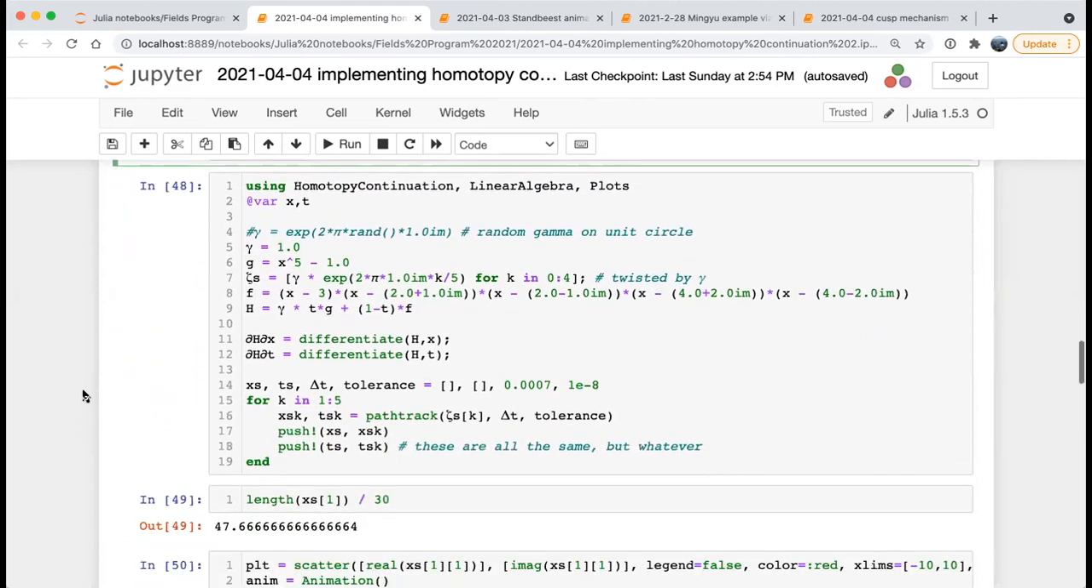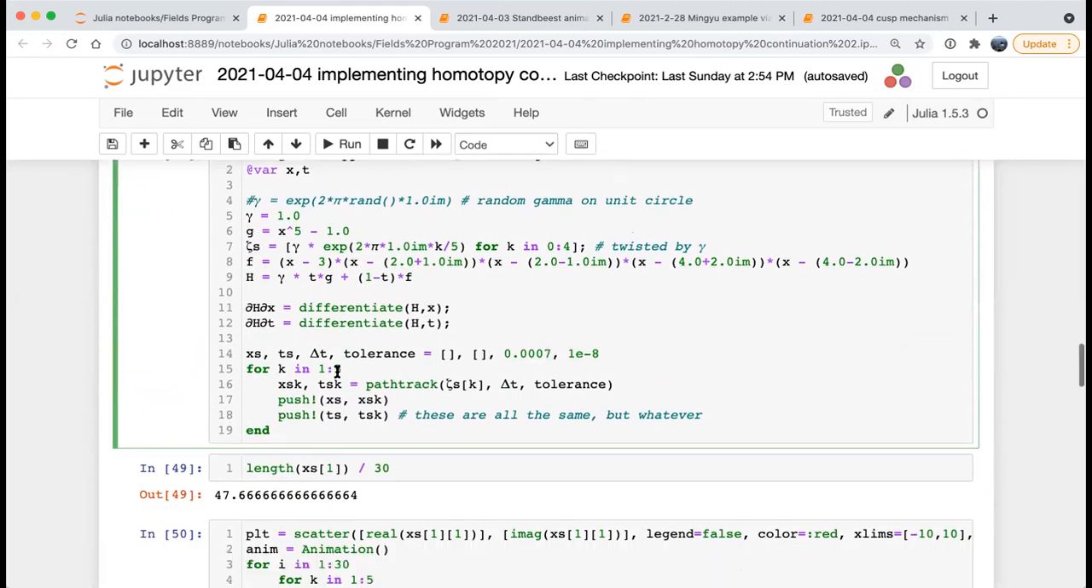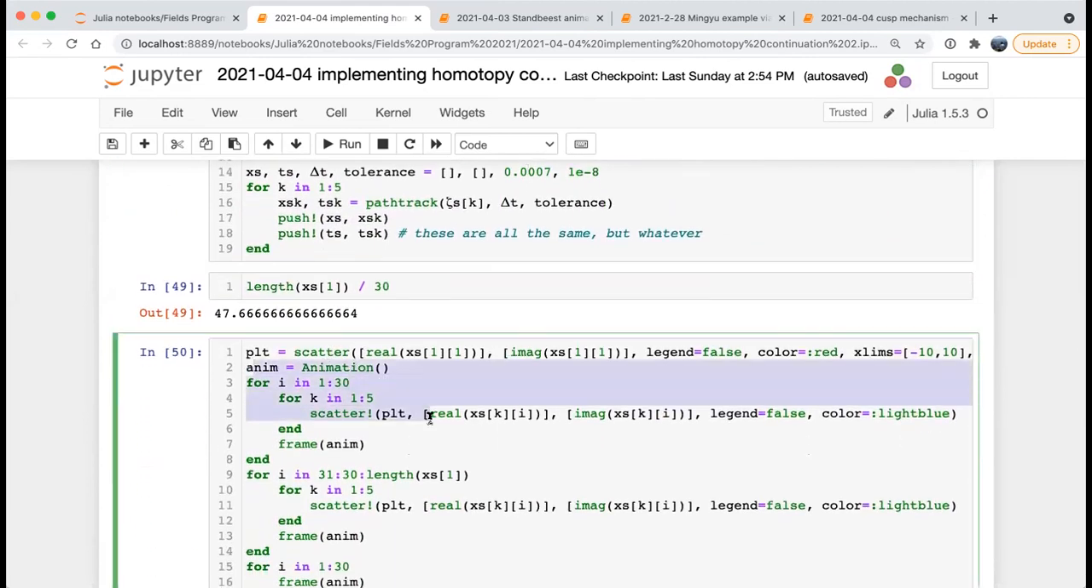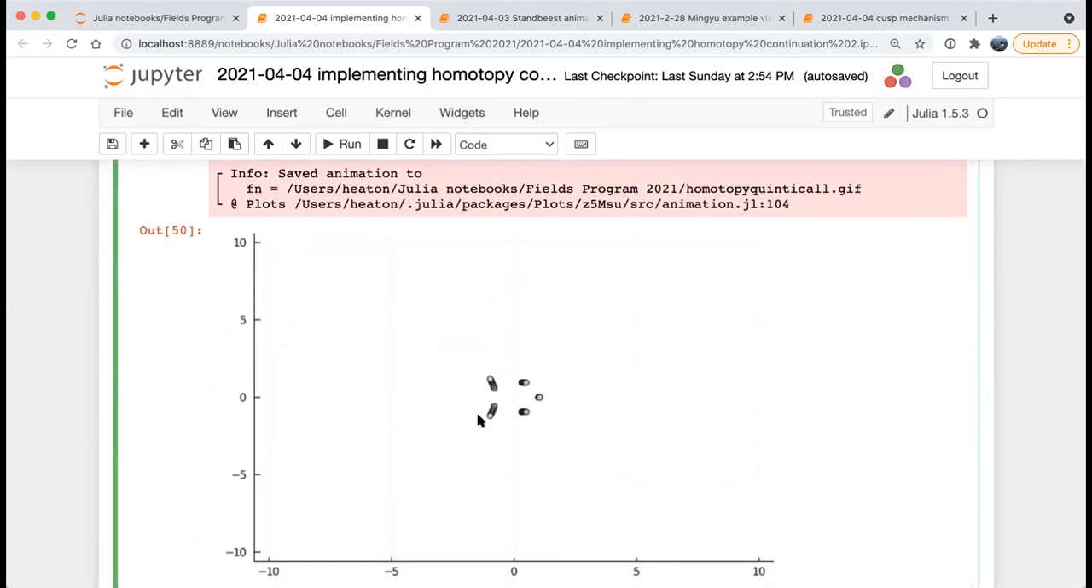Okay, and so here we can do this. And I took a time step of, I don't know why I took this time step, but it's small enough. And then I created an animation so we can watch it happen. And here it goes. So you can see the five solutions go, I sped it up after a certain point. And there they land. There's the solution three. There was the 2 + 1i, 2 - 1i. And here was, I forget what they were, probably 4 + 2i and 4 - 2i. Okay. Can everyone see that?